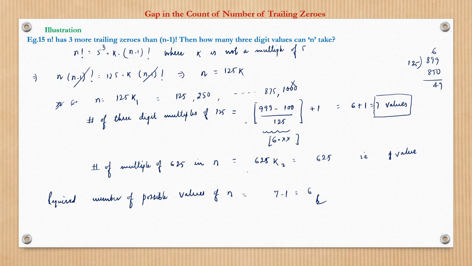What we did, we found all the 3-digit multiples of 125, that we got 7 in number. Then we subtracted one case which is a multiple of 5 raised to power 4. So that is nothing but a multiple of 625, and we have only one multiple which is 625. So that we subtracted. So total 7 cases minus one case, 6 cases. So that is the answer.